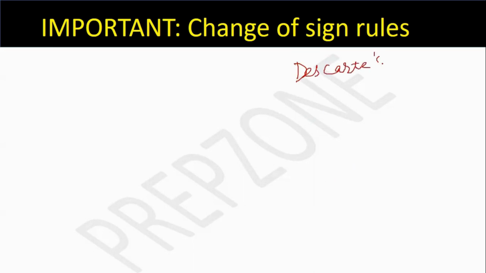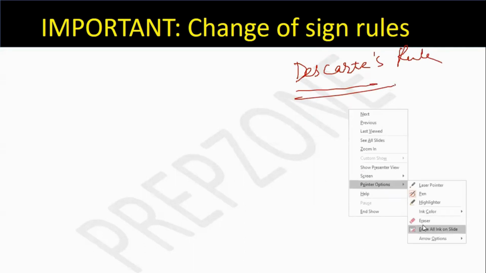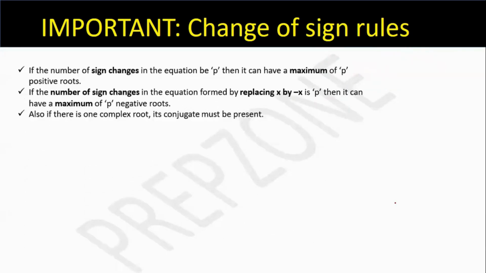DESCARTES. Descartes rule. We also call it Descartes rule. You can note it down if you want. So what this rule says is, this is what it says. So just read through this in the next 1 minute and then I'll explain what it is. Just go through this one.